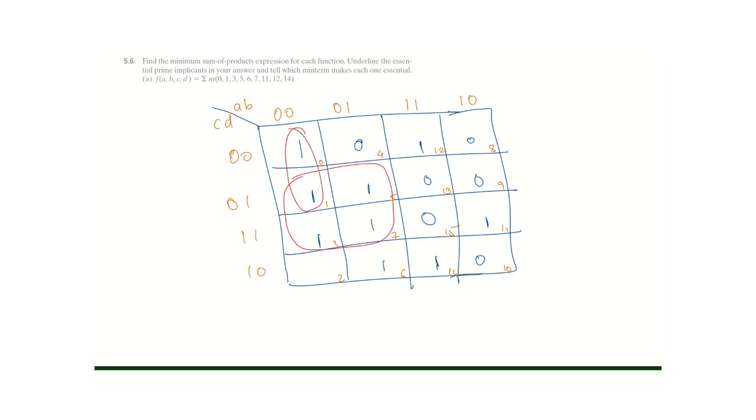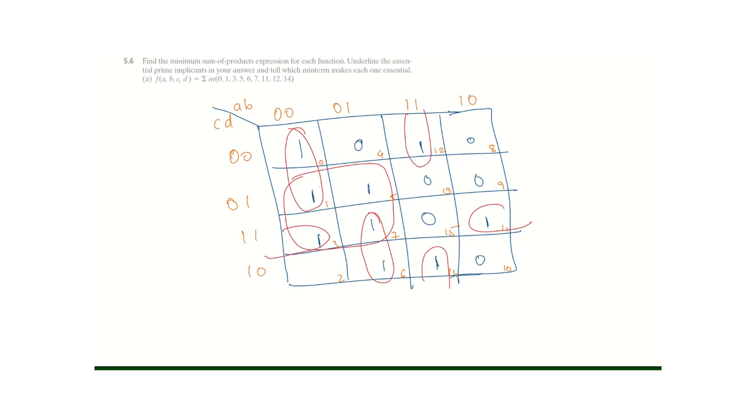So this is 1, this is 1. You can make this pair as one implicant, this pair as one implicant. So yeah, and if a given minterm and all of the ones adjacent to it are covered in a single term, then that's called an essential prime implicant.